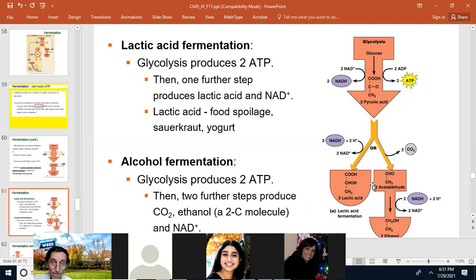With that, pyruvic acid is converted: the two pyruvic acids from glycolysis, from glucose, will be converted into two lactic acids. A lot of other organisms can engage in lactic acid fermentation, like the organisms which make yogurt, sauerkraut, chocolate. Most cheeses, like cheddar cheese, engage in lactic acid fermentation. So a lot of our fermented foods have an organism engaging in lactic acid fermentation.